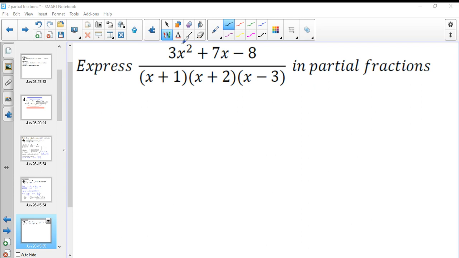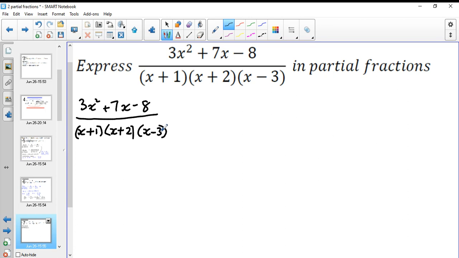Okay, so this is the next example in type 1 of partial fractions. As you can see in this one, we have got 3 linear factors. So the process is the same. It's just going to take a little bit longer because there's an extra one to do. So start by setting up the partial fractions.